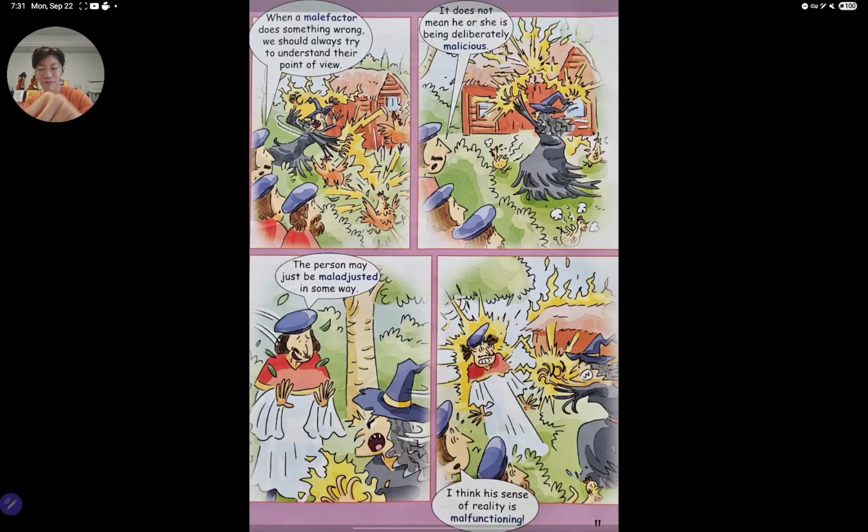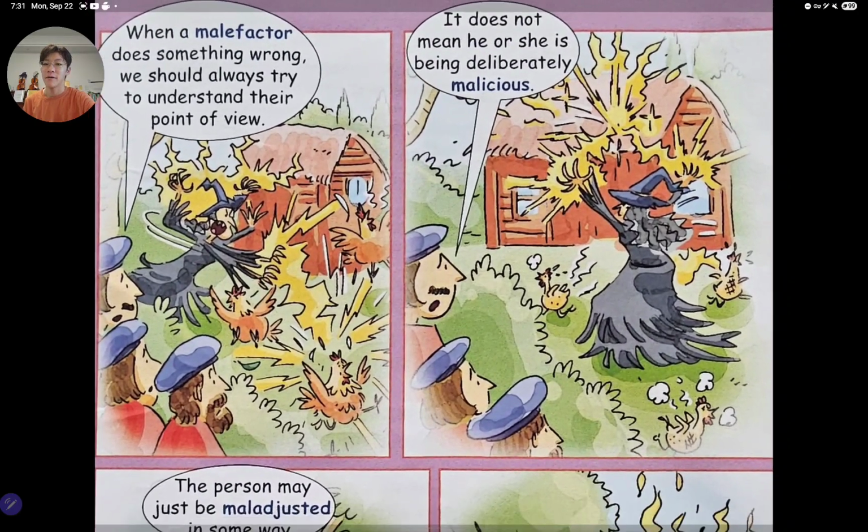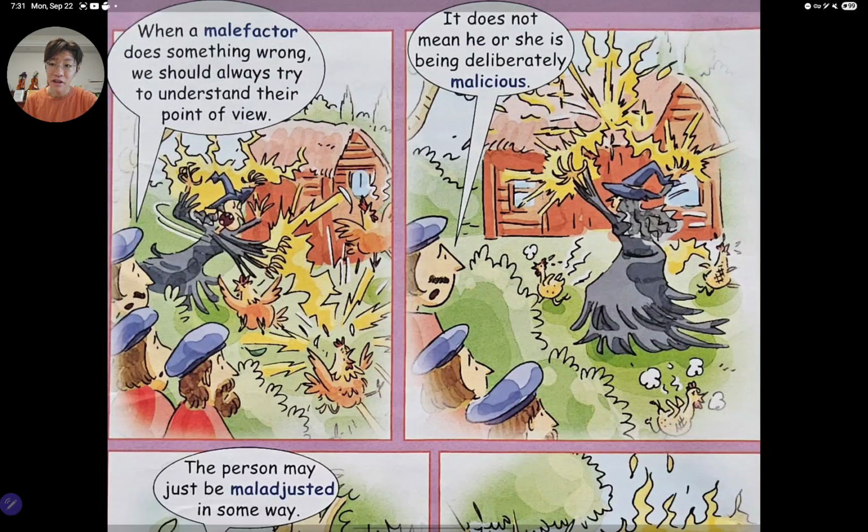Alright, next up we have mal. Mal as in malicious, malefactor, malfunctioning, that kind of stuff. Mal in here basically means bad or wrong or in the sense of evil. Usually people use this in the sense of imperfect or defective, like something's malfunctioning or something's just not right. That's the thing about mal. As I already stated the words earlier, we're just gonna have to go straight to the comic.